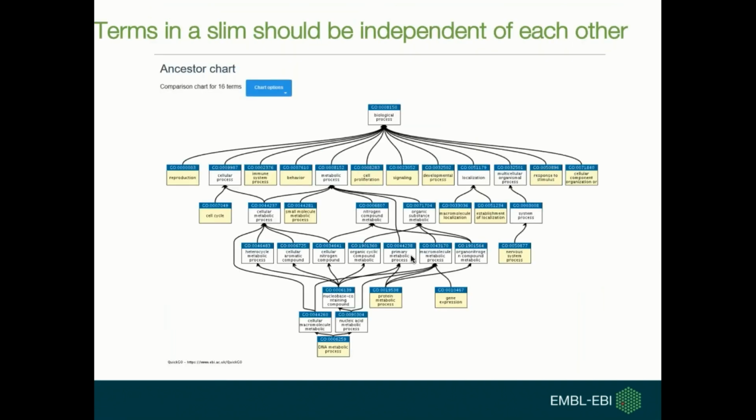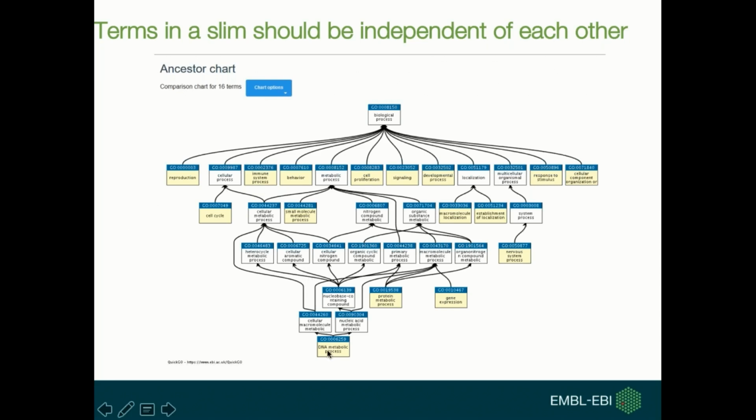So if you're making your own GoSlim, the terms need to be independent of each other, meaning that if you were to look at the ancestry tree, and I can't emphasize this enough when you're setting up a GoSlim, the terms that you've selected, in this case, we're looking at the fly-based one again, we are interested in general processes, nothing too specific, but they have to be independent of each other. So we can already see here that, for example, all the ones highlighted in yellow are the biological process terms that we're interested in, but they are not directly related to one another.